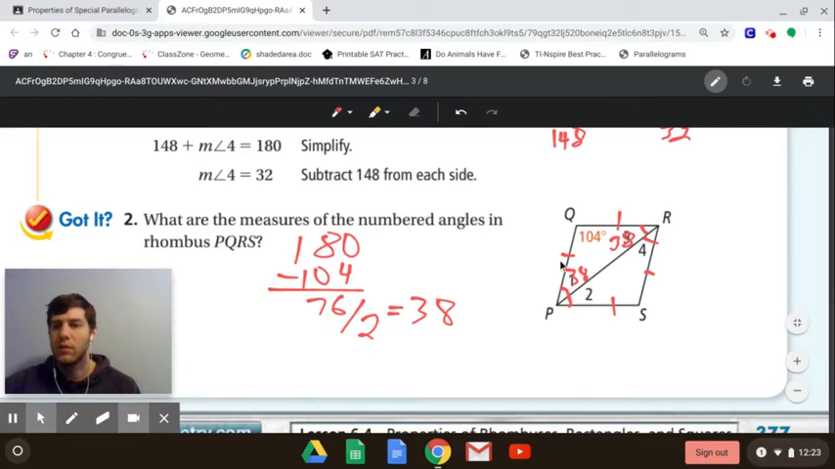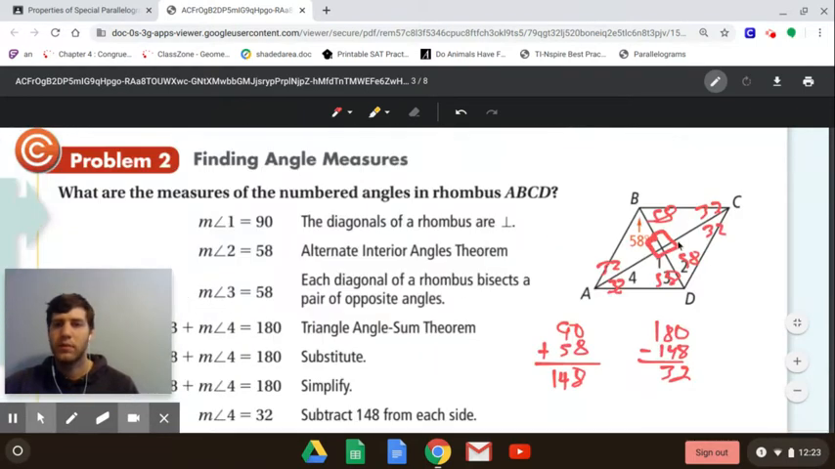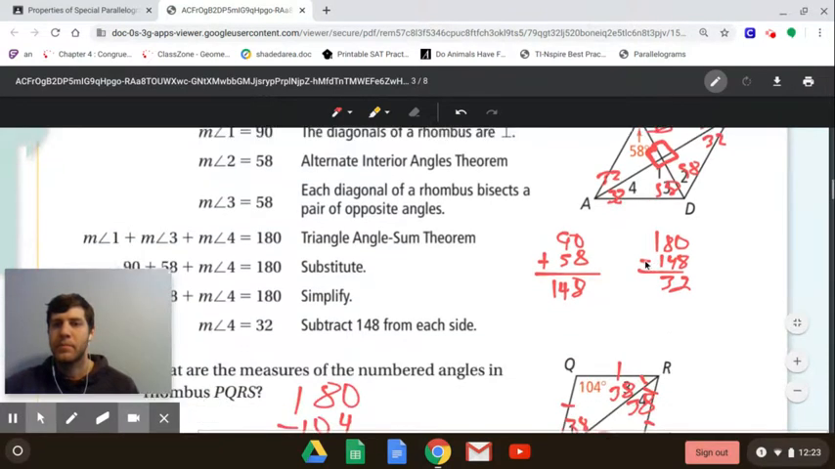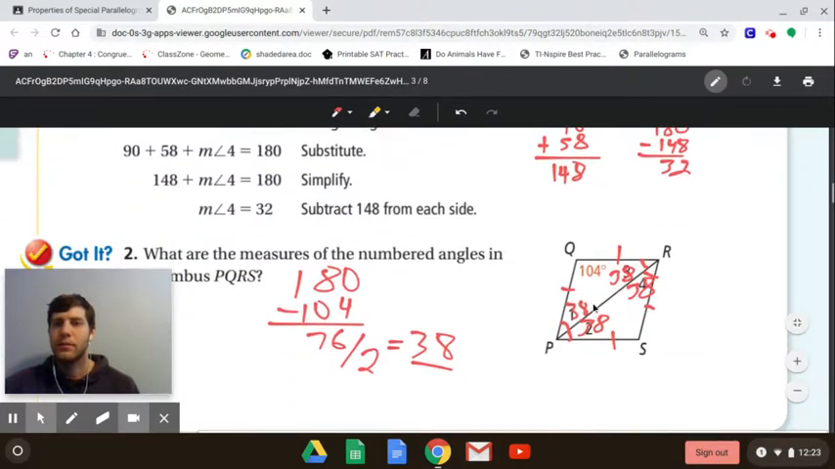Right, those are 38 because that's what we solved for. And then since diagonals bisect the opposite angles, we know these are also going to be 38 and 38. So you have two properties for rhombuses. The diagonals are perpendicular, so you get right angles in the middle. And the diagonals bisect opposite angles. So 38 and 38.